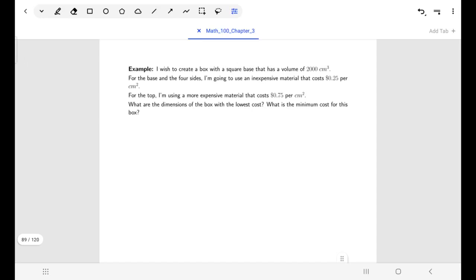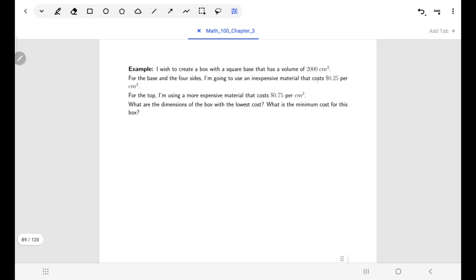Welcome back. In the second part of this section, we're just going to do a couple more examples. First one involves me creating another box, except this time I have something involving cost that I'll need to think about. I want this box to have a square base and have a volume of 2,000 centimeters cubed.